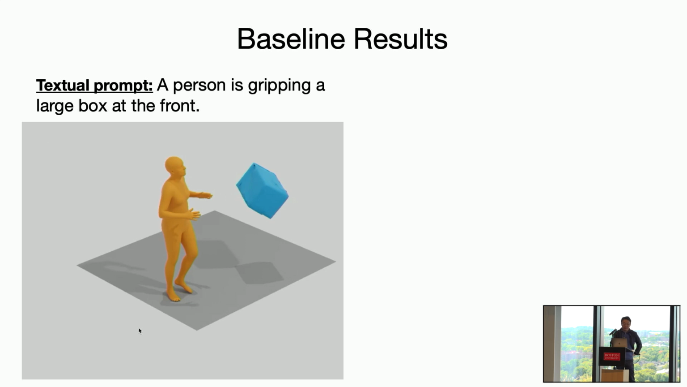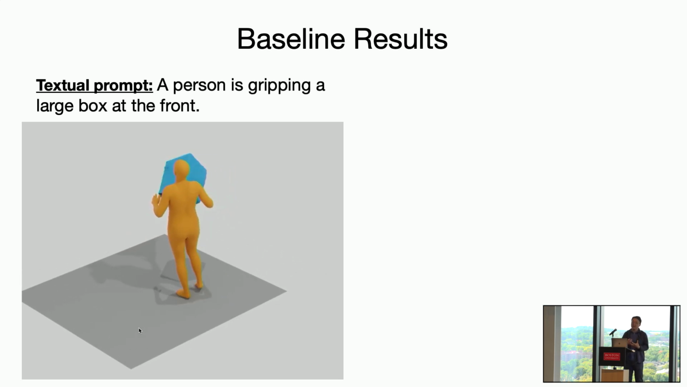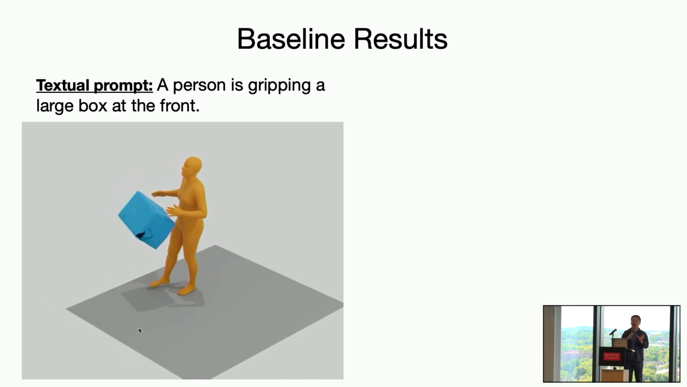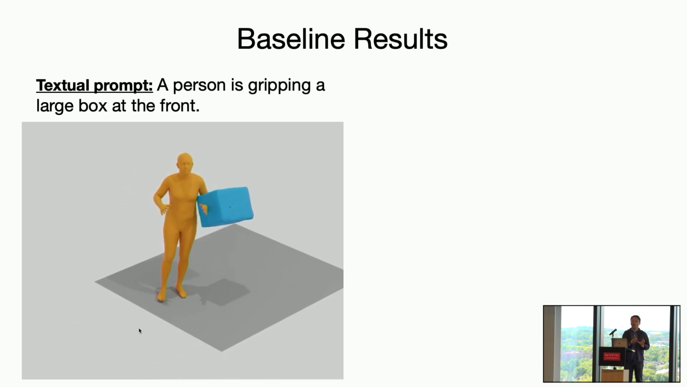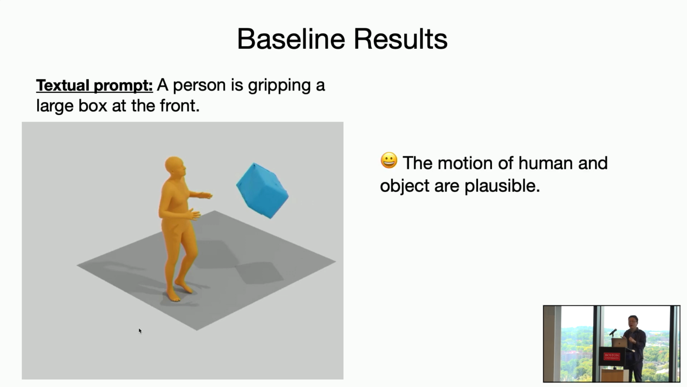Okay, let me show it again. So you can see it works reasonably well. When the person moves, the object also moves along. But the problem is, they do not form a meaningful interaction. Why? Because in order to grasp an object, the person would have to have contact with the object. The object cannot itself float in the air. So that's the issue.